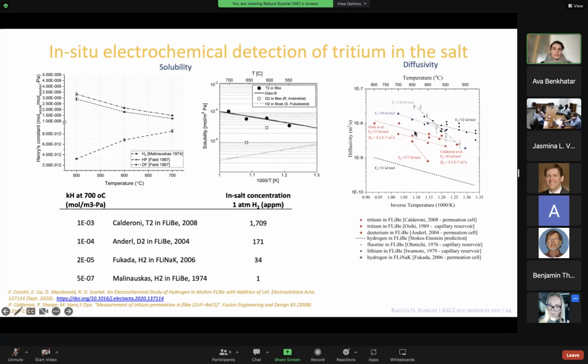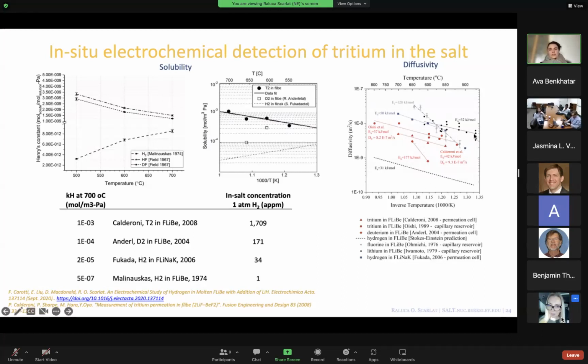So the red data is the diffusivity of hydrogen in FLiBe. And you'll notice that there are 3 data sets. 2 of them have an activation energy of about 40 kilojoules per mole, and 1 has an activation energy of 170 kilojoules per mole. And there's an important meaning to this activation energy because fluorine is part of the complex species that exist in FLiBe. So its activation energy of diffusivity is around 130 kilojoules per mole. So these are probably fluorines that are breaking apart from the complexes and then joining another complex.